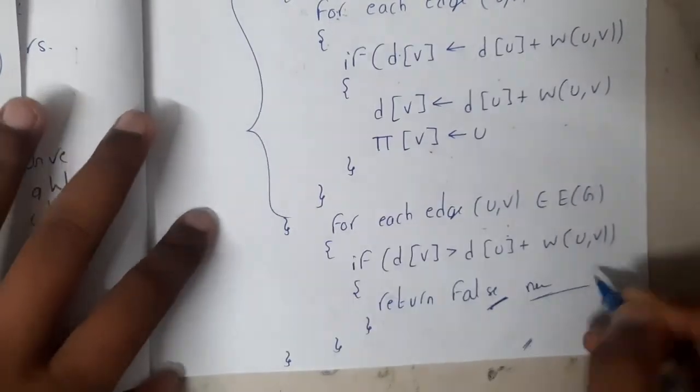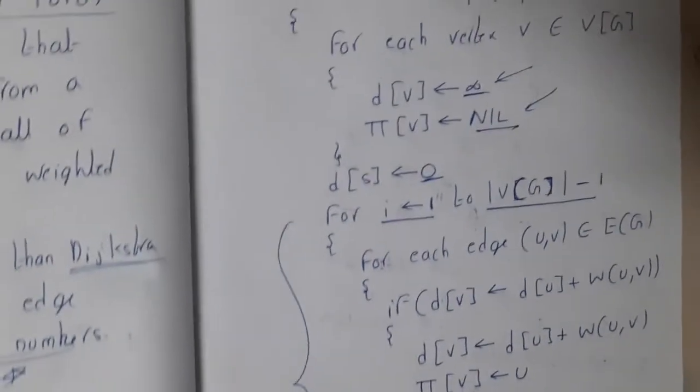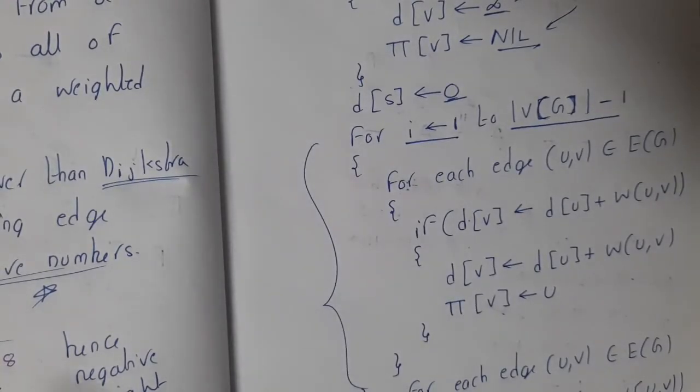Got it? Now I hope everyone got a clear idea of the algorithm, right? This algorithm might seem a bit easy, right? I hope everyone got a clear idea of the Bellman-Ford algorithm, and how it works.